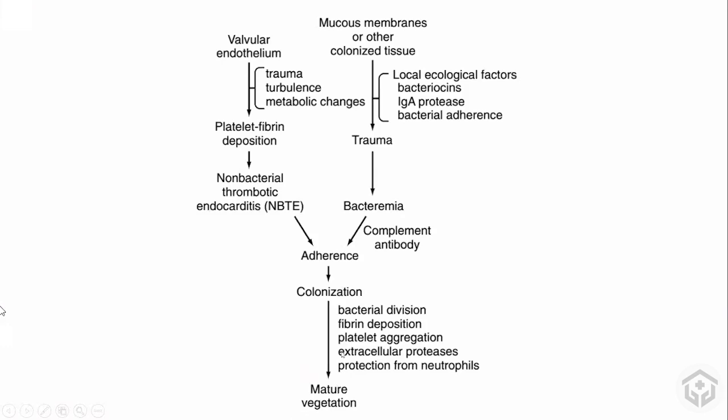From these vegetations, organisms will be released from time to time, and at the same time the vegetations will trigger an immune reaction. There is immune complex formation, like IgG and IgM. When there is immune complex formation, it will deposit in distal tissues, and that can also lead to some of the pathologic features of bacterial endocarditis.